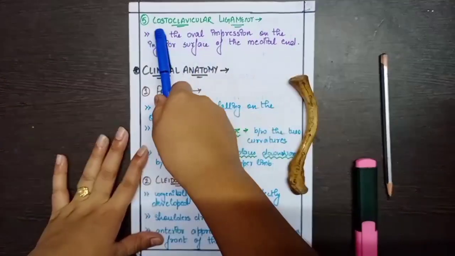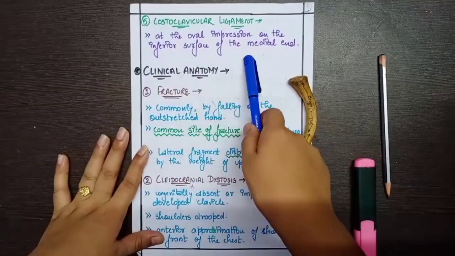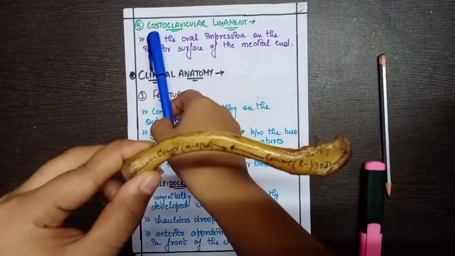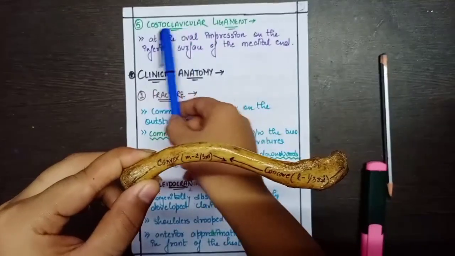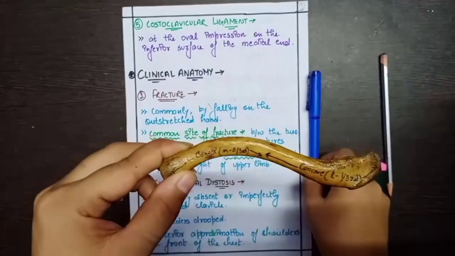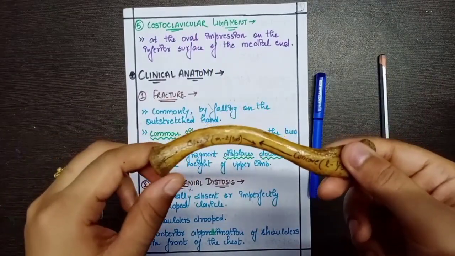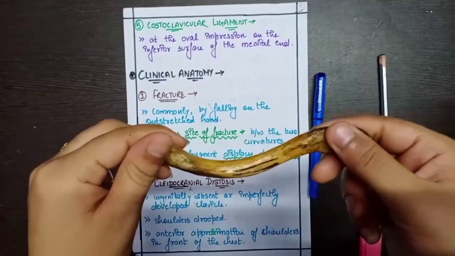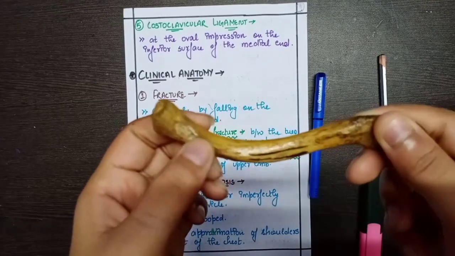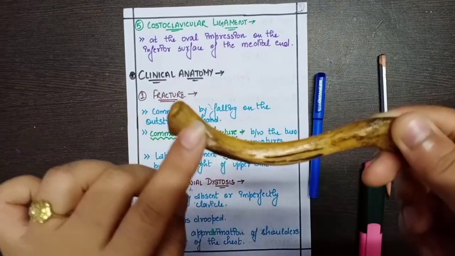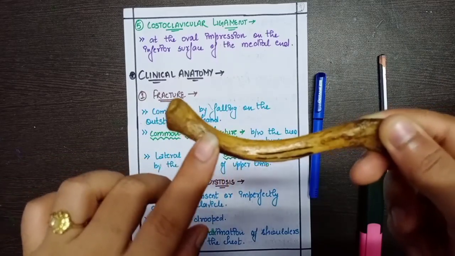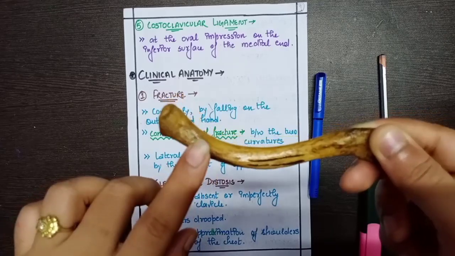Then comes the last one, which is most of the time asked in the viva also, the costoclavicular ligament. Okay. If you remember, we have already talked about this word, costoclavicular. We have talked about this in the features, that is your costoclavicular impression. Your costoclavicular impression is present on the inferior surface of your medial shaft, right? See this rough part? This is your impression for the costoclavicular ligament. So here in the oval impression on the inferior surface of the medial end, the costoclavicular ligament is attached.